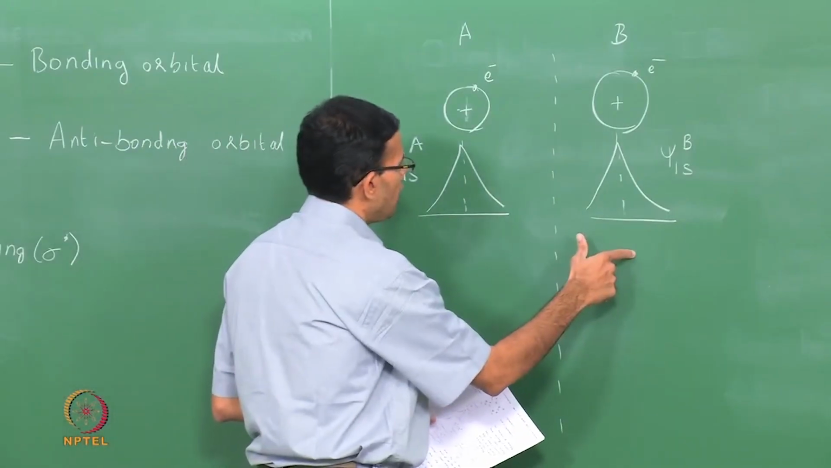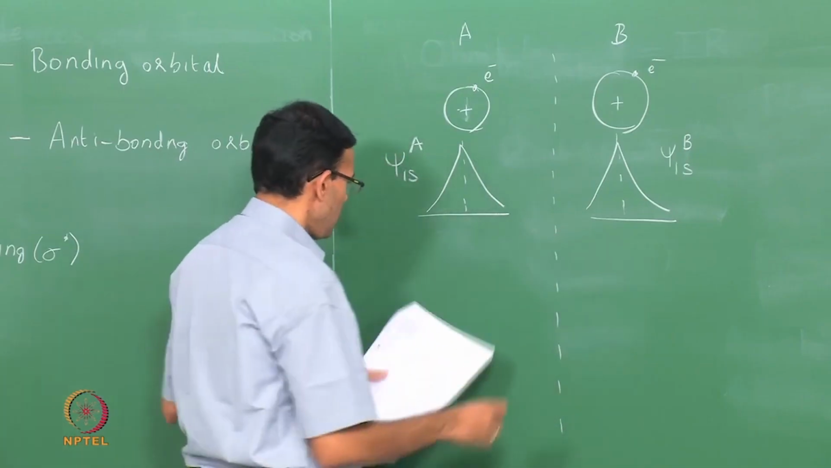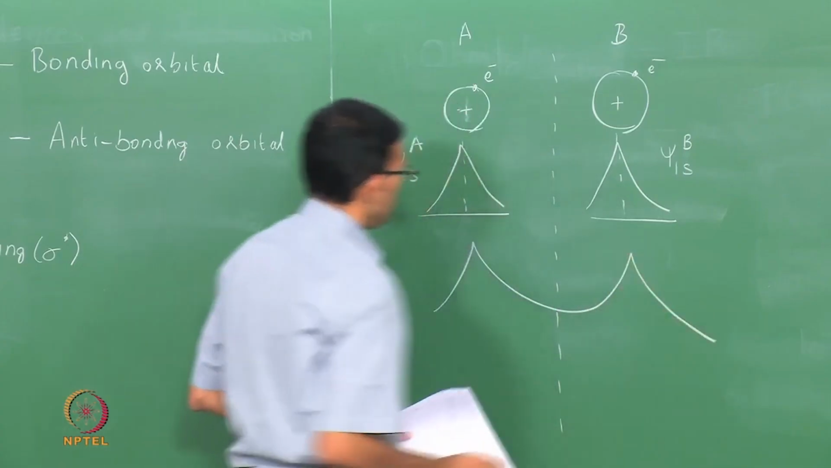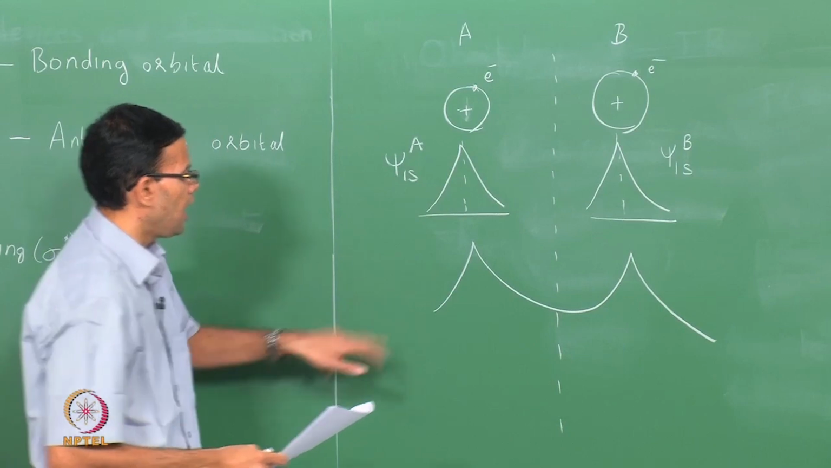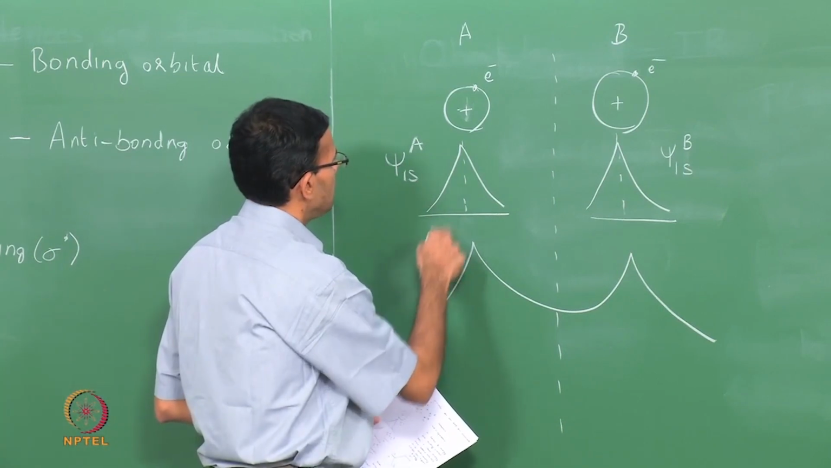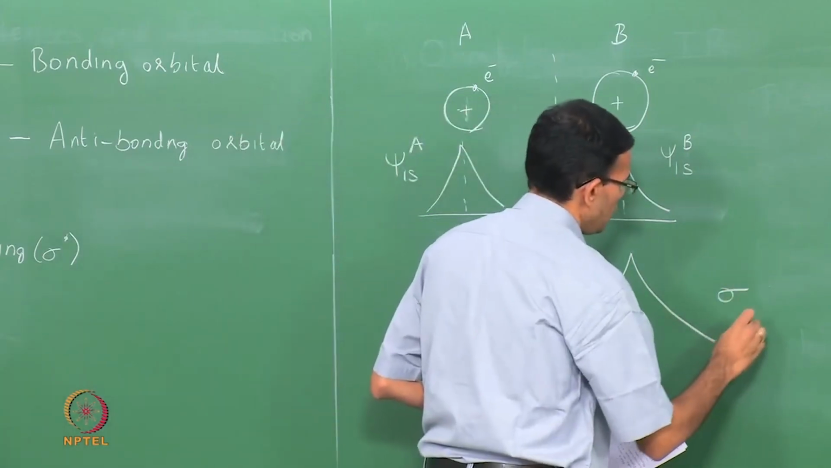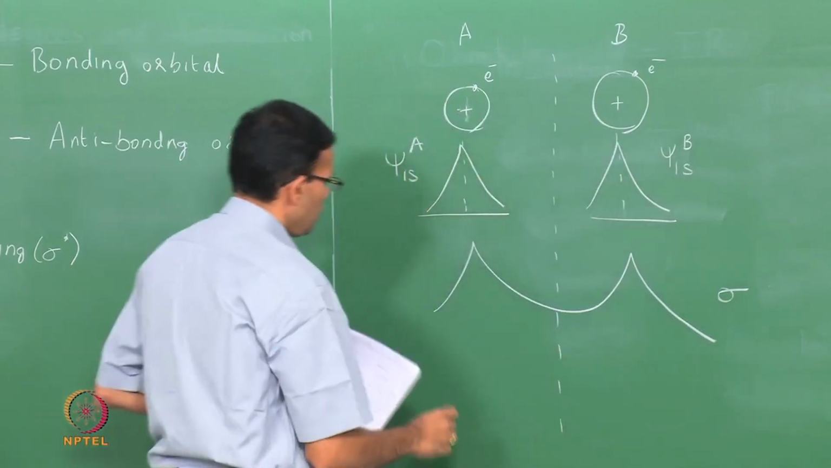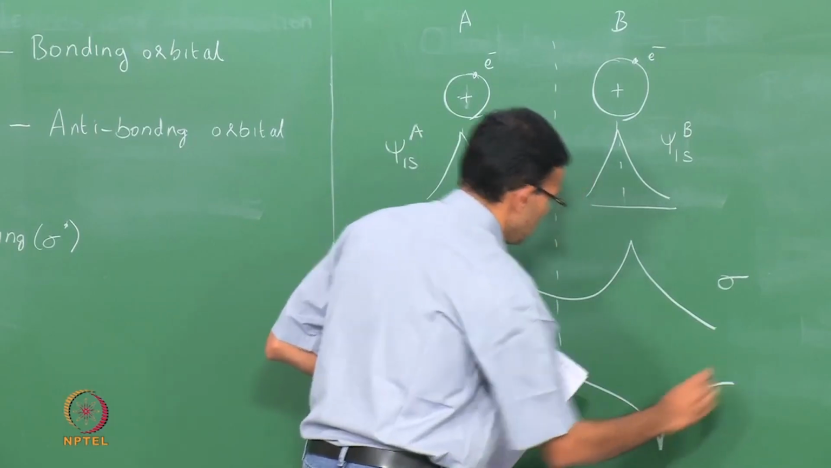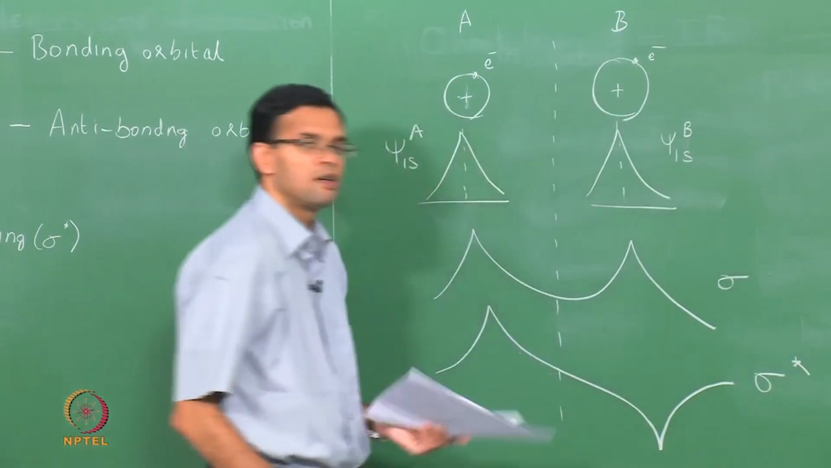So, now we have 2 atomic orbitals. We can either add them or subtract them. If you add them, the resultant wave function looks something like this. So, you have a minimum between the 2 atoms, and then you have a maximum at the 2 nucleus. So, this is your bonding orbital. We will call it sigma. You can also subtract them, in which case this is the anti-bonding orbital, that is sigma star.